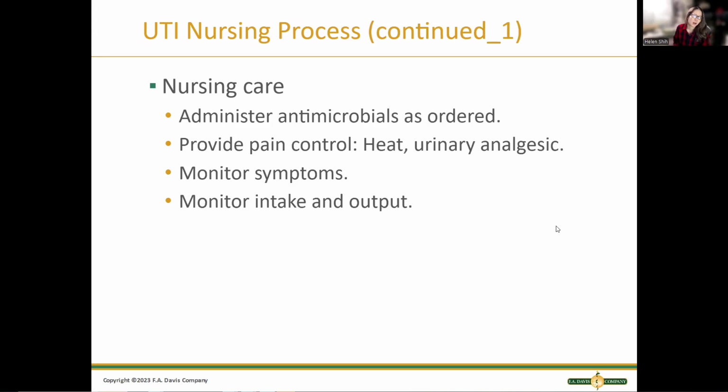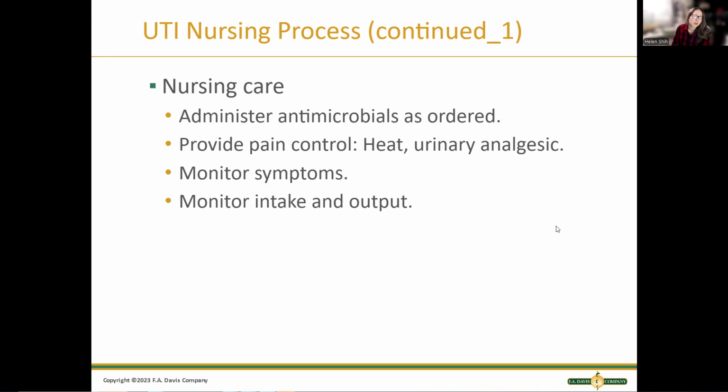The nursing care that we would do for a patient with UTI is administer antimicrobials as ordered. Antimicrobials meaning if it's a bacterial infection, we'll give an antibiotic. If it's a fungal infection, we're going to give an antifungal. We're not switching it up. We're administering the antimicrobials as ordered.